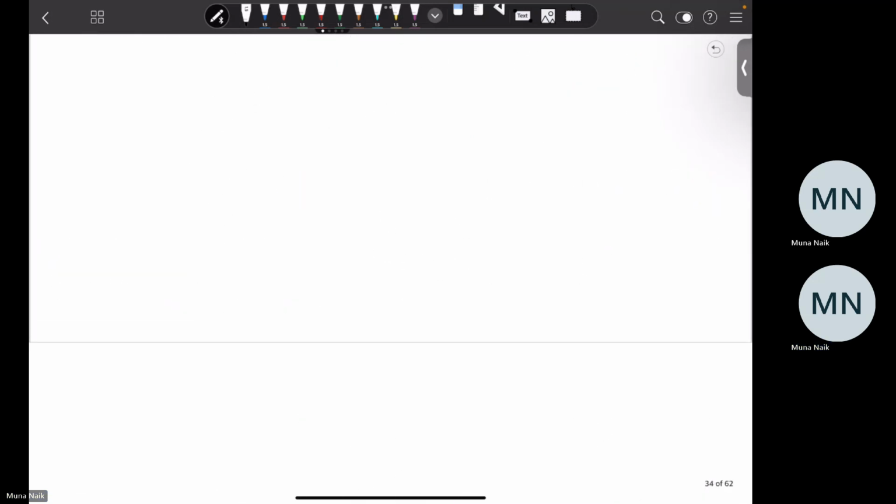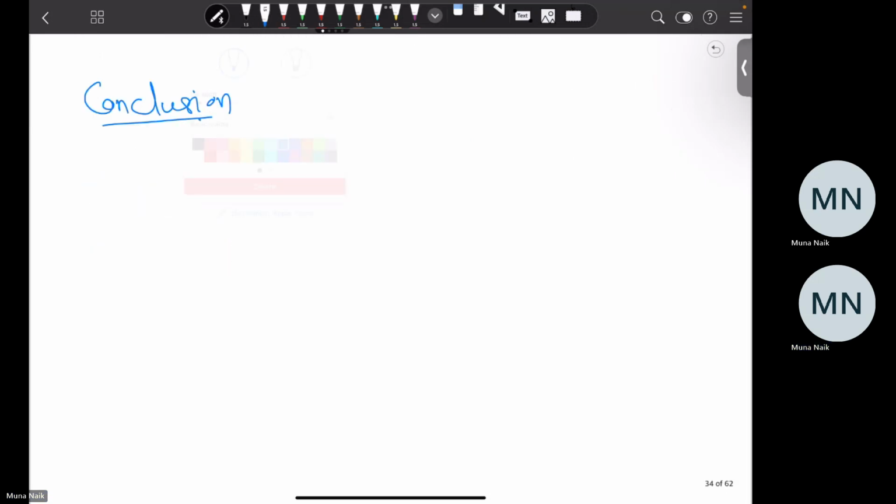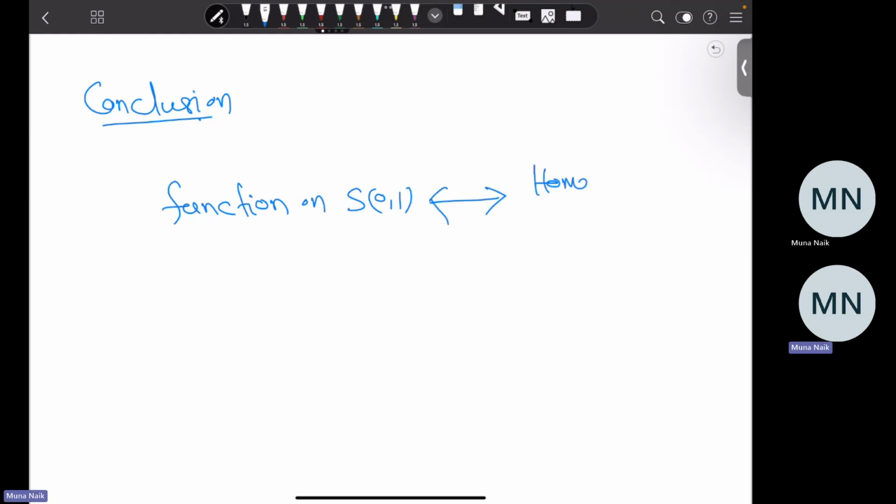So, okay. What conclusion is the following? You look at the functions on S01, homogeneous function of degree k. The conclusion is the following: if you look at functions on the unit sphere S01, there is a one-to-one correspondence with homogeneous functions of degree k.